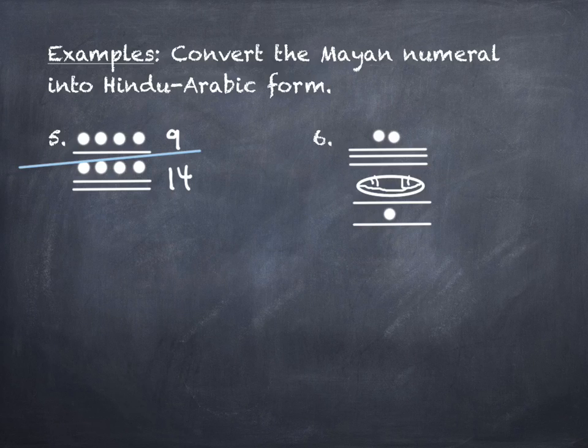But we are working in base 20, which means that this bottom place value is the ones place, and if we go up from there, we get the next place value up. What's the next place value in their place value system? It's the 20s.